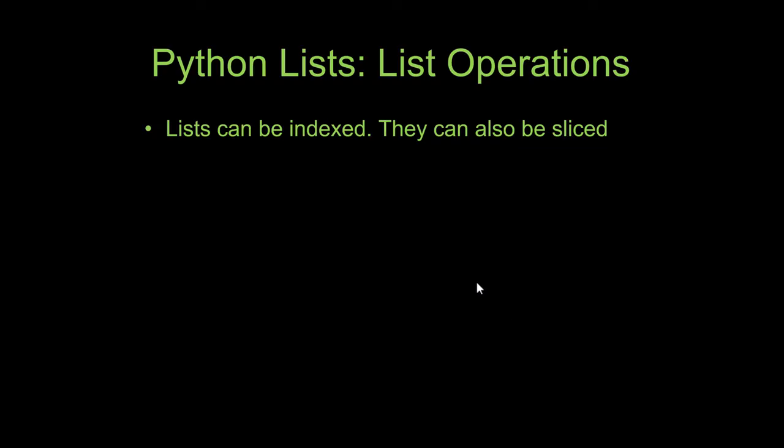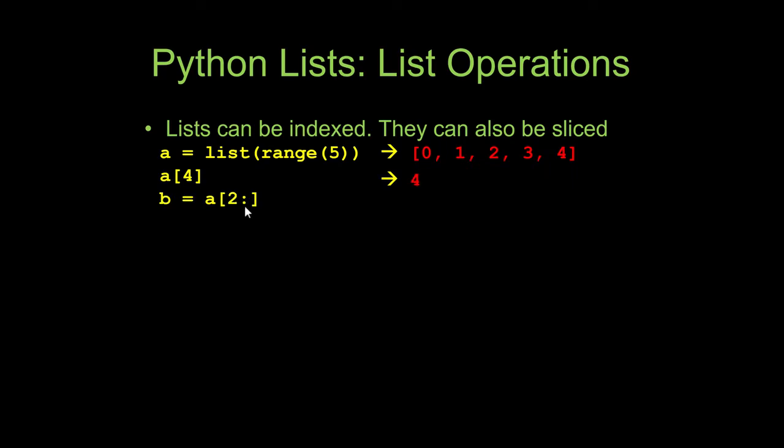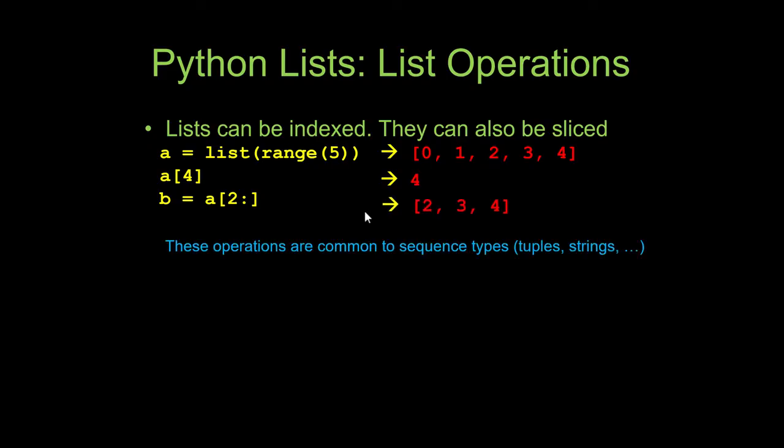We see some simple examples of working with lists. Lists can be indexed. They can also be sliced. Creating a list using range operator. Range operator gives us 0, 1, 2, 3, 4. Then the list operator converts it to a list. A[4] is the fifth element of A, which is also the last element in A. It is a 4. B is the list of A starting from position 2 to the end. Position 2 is 2 and to the end means 2, 3, 4. All these are not surprising, as we know lists behaves as a sequence such as tuple and string.